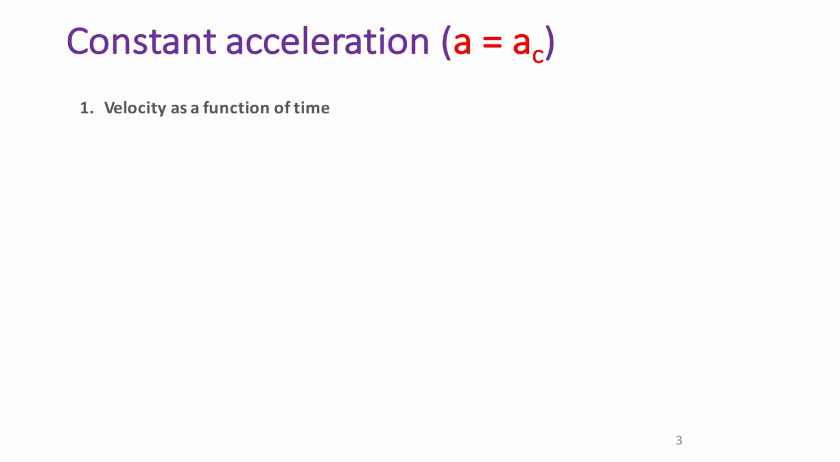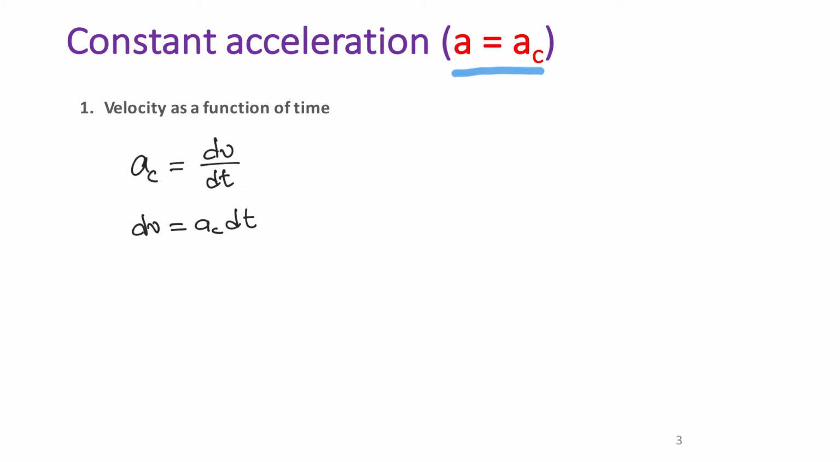Now, let's try to derive the first constant acceleration relation, which is velocity as a function of time. But before I start, let me point to something important over here, which is that we are going to call a as a sub c, which is a constant. So, to start with, we will express the acceleration a_c, which is equal to dv over dt. Now, if we do the cross multiplication, we will get dv equals a_c multiplied by dt.